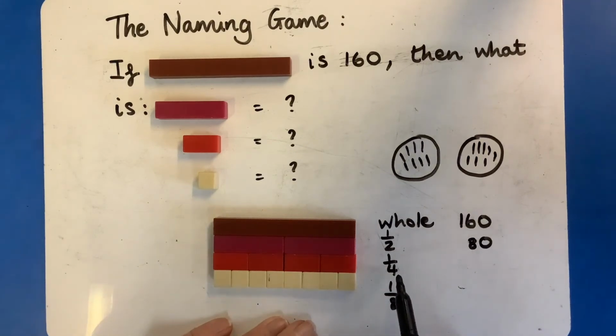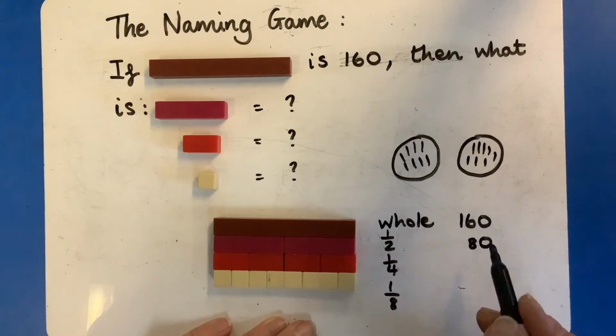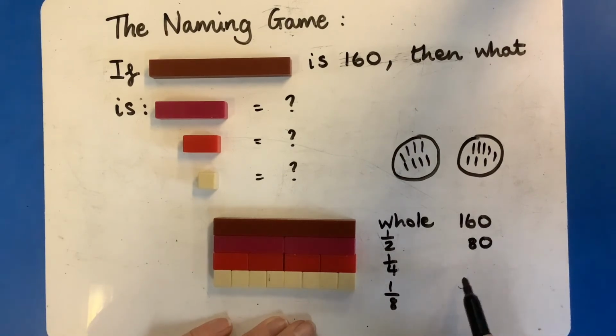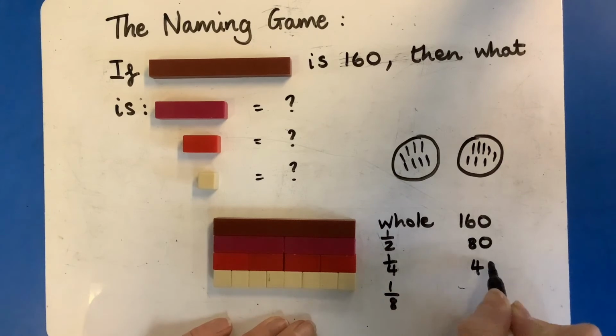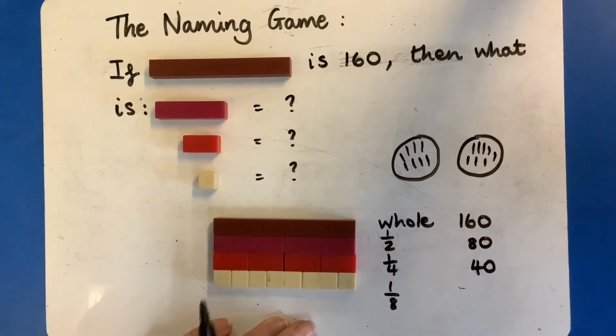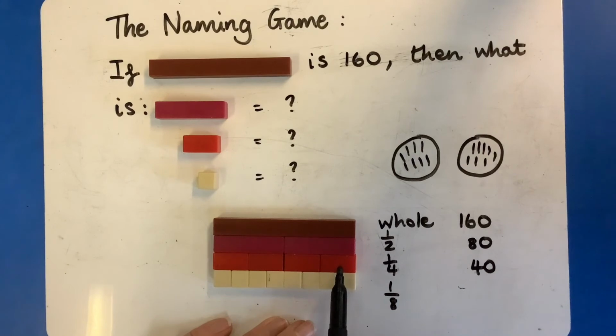Great. Right, what's a quarter of 160 then? Let's see. A quarter. Right, well, I've got to half that again, haven't I? I think I know what half of 80 is, because I know what half of 8 is. I think each one of these is worth 40. 40 plus another 40 is 80, plus another 40, 120, plus another 40 is 160. Great, I've got that right.